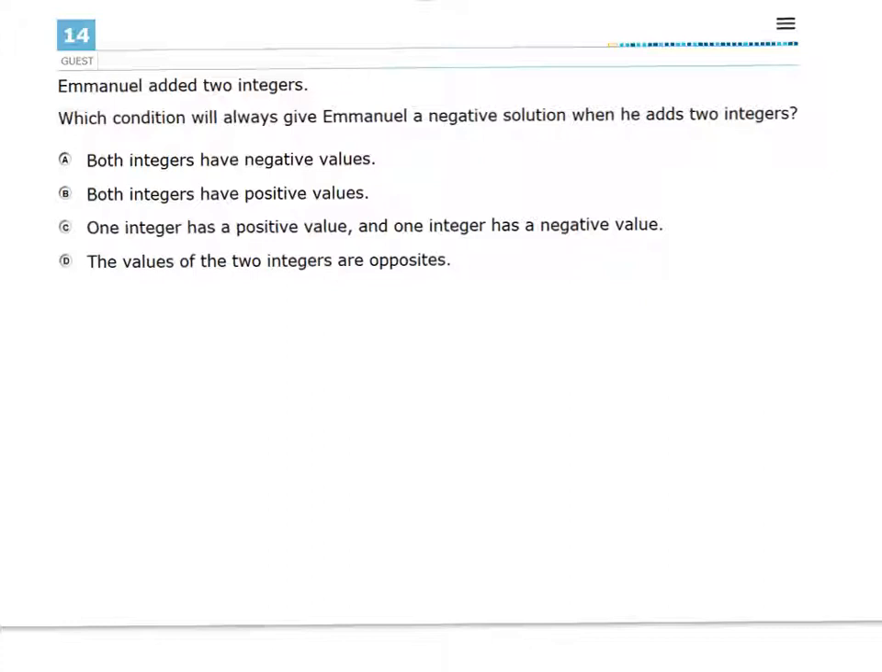Now for question 14, we have Emmanuel added 2 integers. Which condition will always give Emmanuel a negative solution when he adds 2 integers? So what we can do here is create our own situation and compare it to each possible solution. So go ahead and think about that.